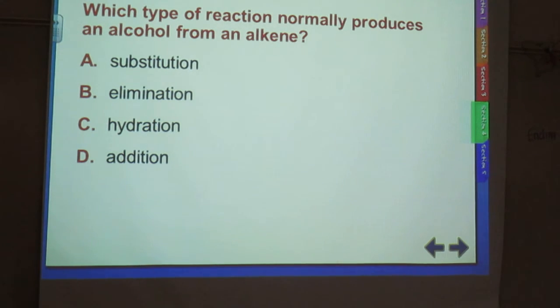Here's a quick question for you. Which type of reaction normally produces an alcohol from an alkene? If you have an alkene and you are trying to get an alcohol, what type of reaction? Hydration.